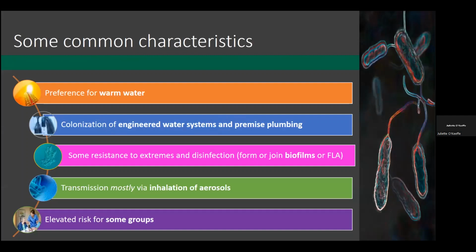There are some common characteristics across these groups, which is important to consider when we're looking at what the climate change impacts would be. There's a preference for warm water. There's a general tendency to colonize engineered water systems and premise plumbing. These organisms also show some resistance to extremes and to disinfection, and they can form or join biofilms or transfer in the water in free-living amoeba. They are also transmitted mostly via inhalational aerosols, although there are other transmission routes, and there's elevated risk for some groups that is important.